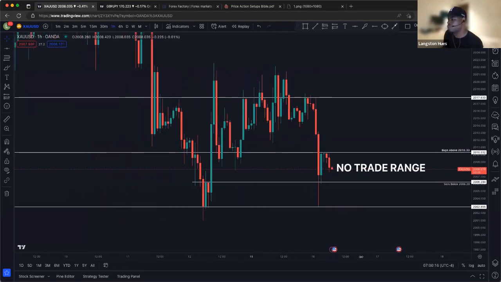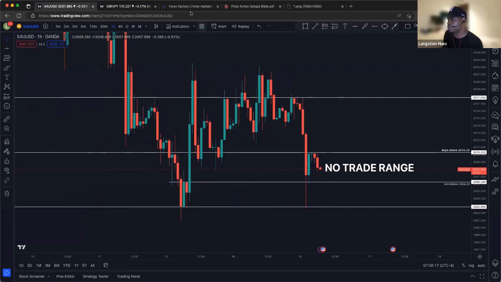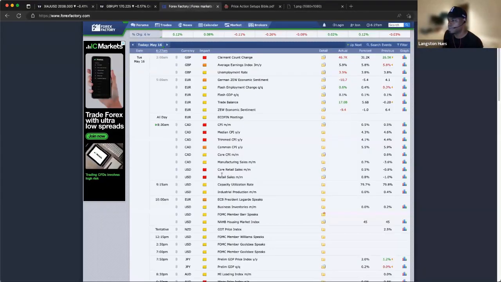It might be slow for a while because we got news today, right? We saw that we have core retail sales right here at 8:30. So an hour and a half, we got this news on Canadian pairs. We're not even looking at that, right? We're focused on USD. So we got core retail sales and then just normal retail sales, right? So let's look at this for a little bit.